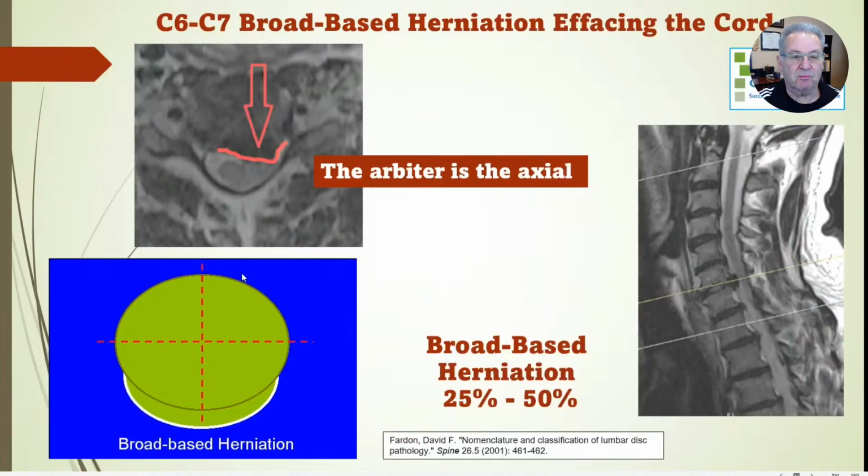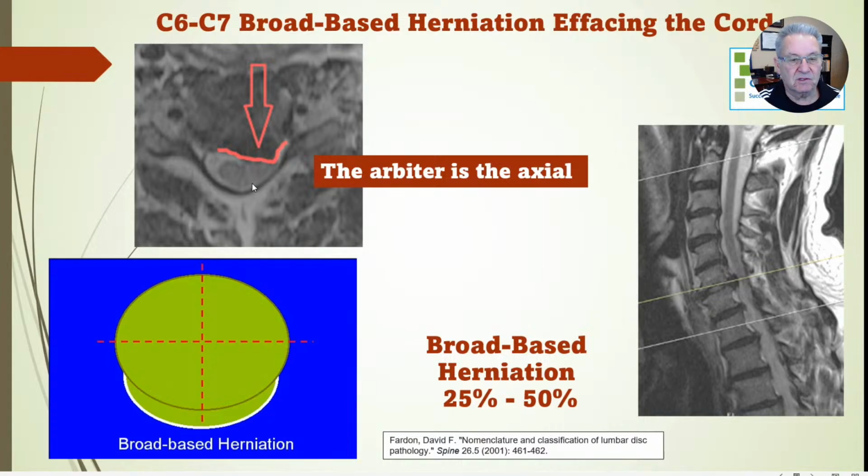Now what we look at is a broad base herniation, 25 to 50% of the circumference. And when you look at here, I've colorized this for you. This is greater than 25% of the circumference. And here's the opposing view. You always need two shots. This is the opposing view on the sagittal showing the herniation here. And we're looking at it right here from the opposing view.